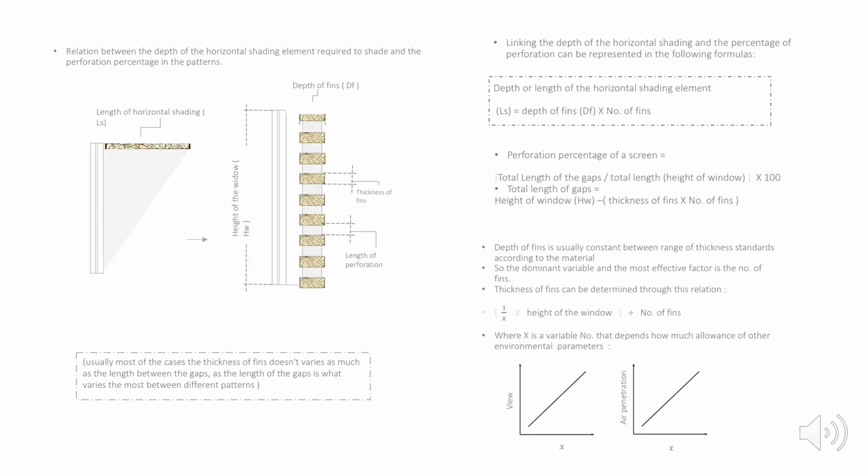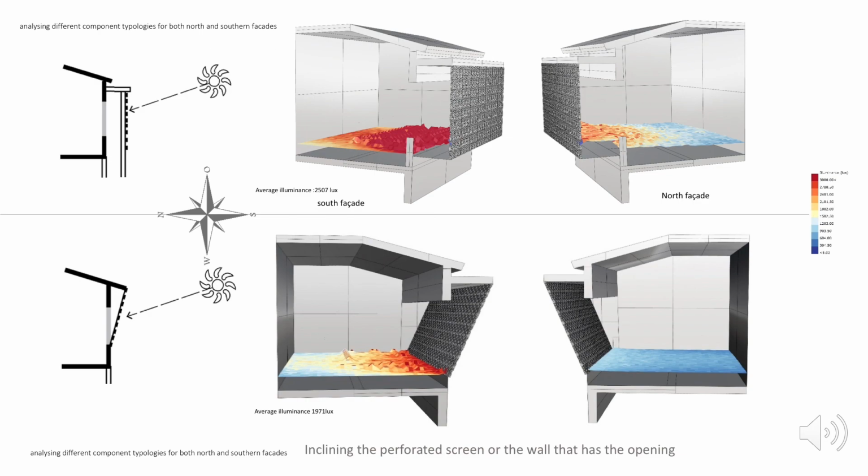That's why we wanted to develop a formula that can link the length of a horizontal shading fin to the perforation percentage. The formula will help the user determine the perfect perforation percentage required for proper shading of the window. However, this formula depends on a variable, and this variable changes according to how much we want air penetration and view. We also gave some recommendations on how to design your shading element. For example, inclining the shading element helps to reduce the amount of sunlight passing through it.